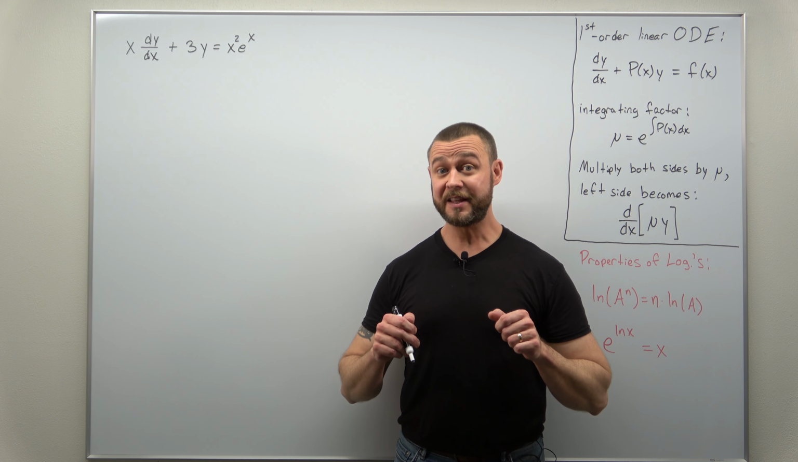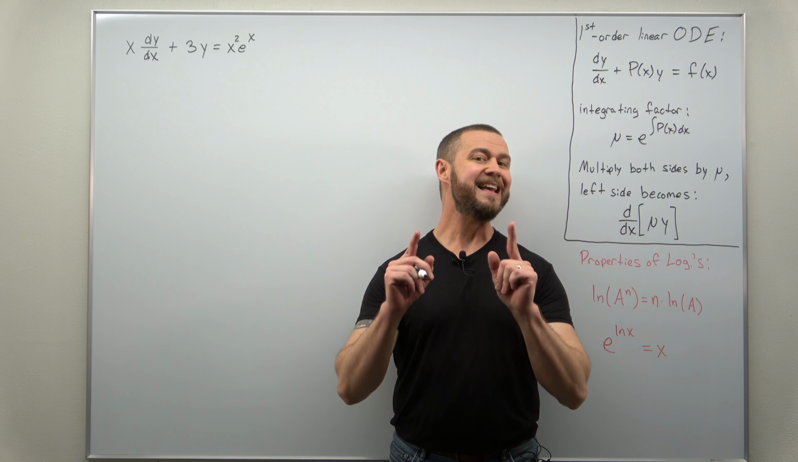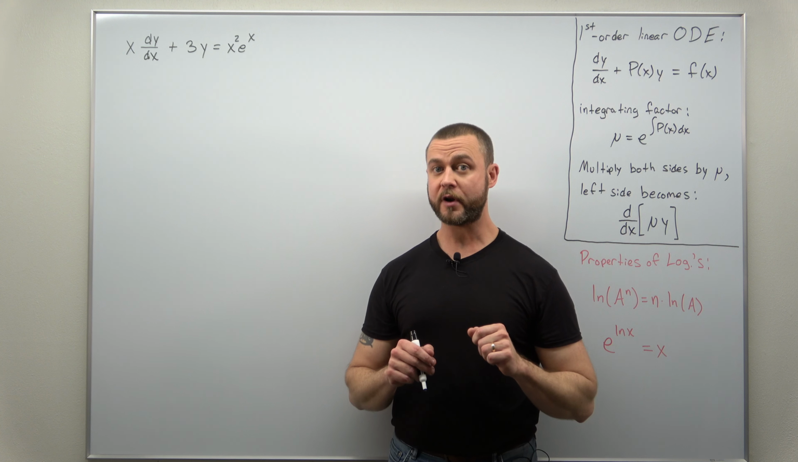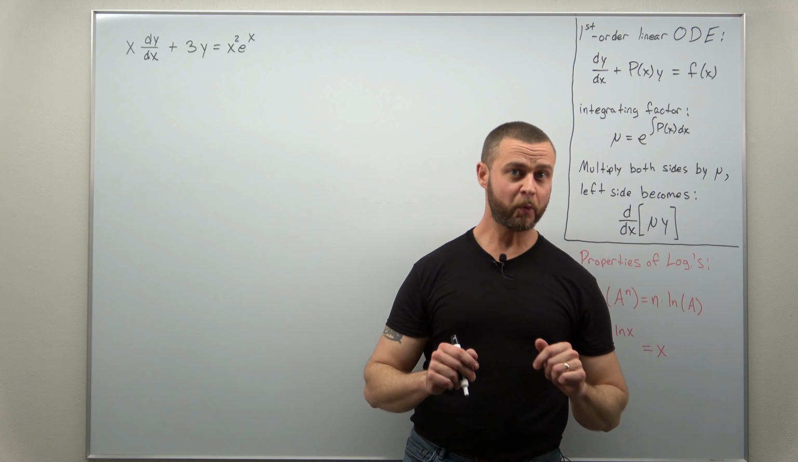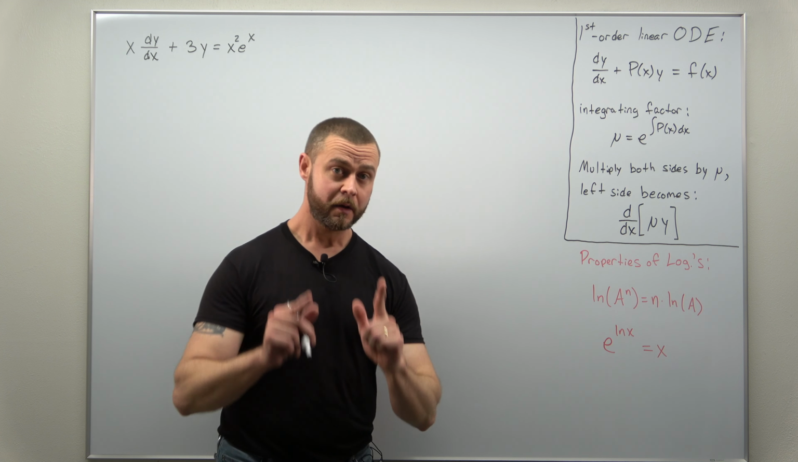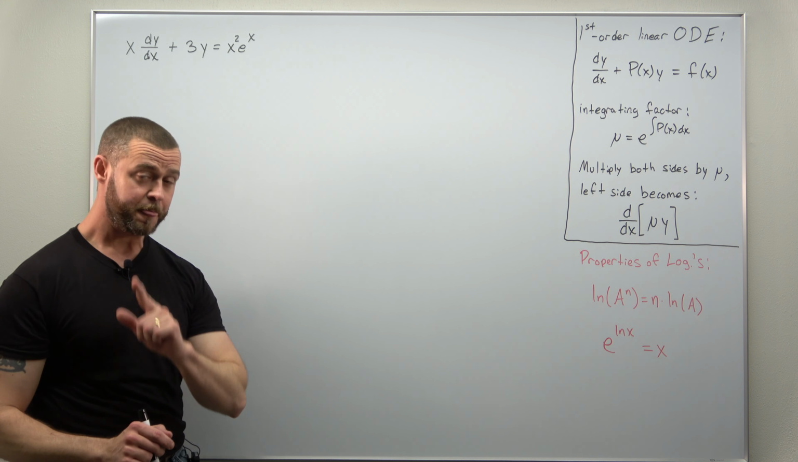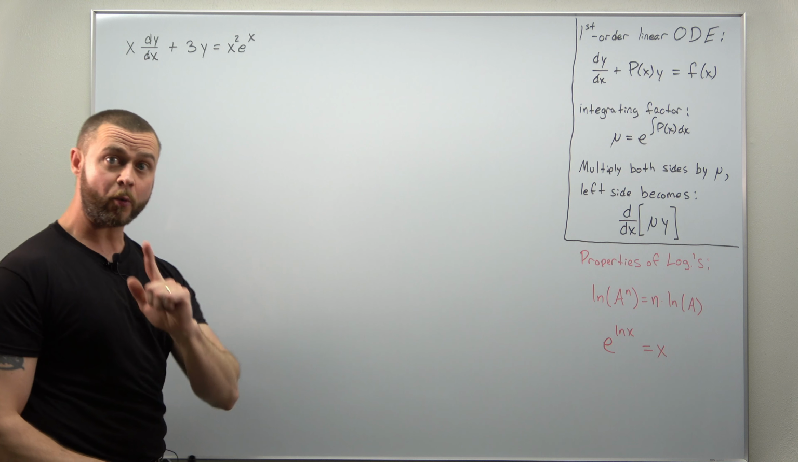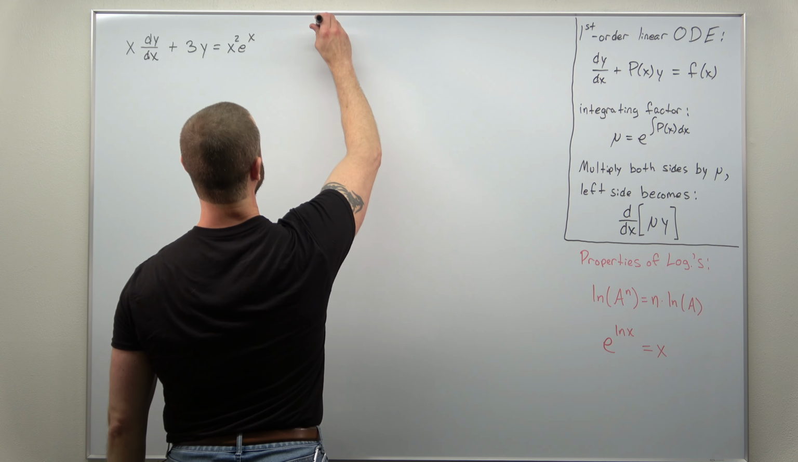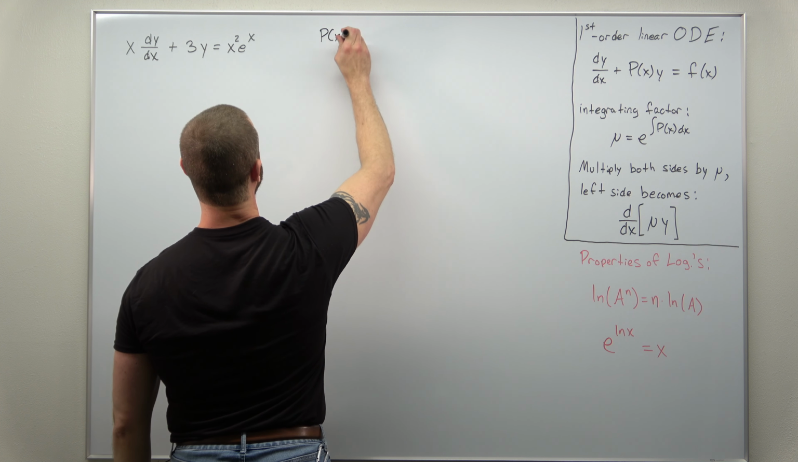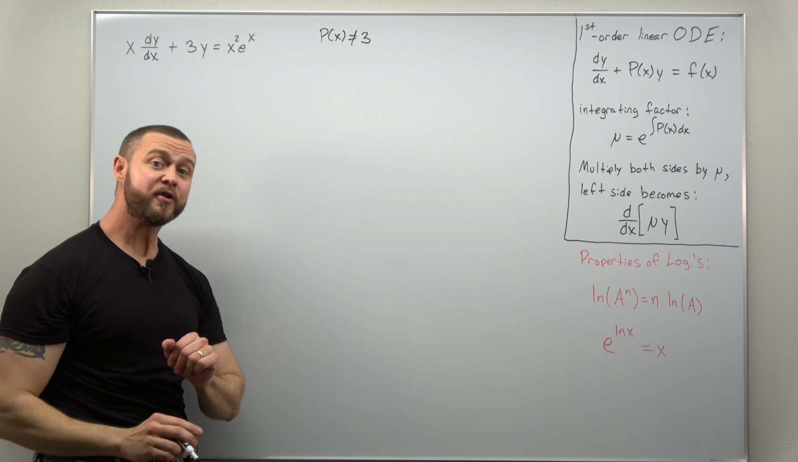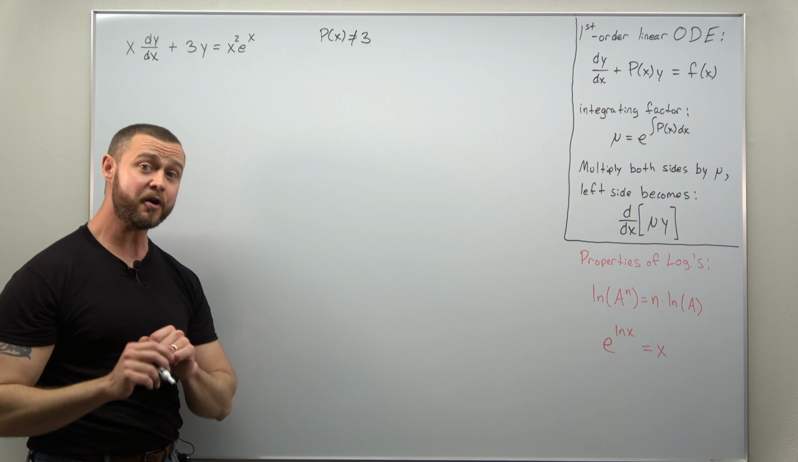Greetings, fellow mathematicians. We're going to take a look at a difficult and tricky first-order linear differential equation. Now, this one is a little bit tricky because it's set up to fool you. You might be tempted to say p of x, the quantity multiplying y, is 3. However, this differential equation is not in linear form.